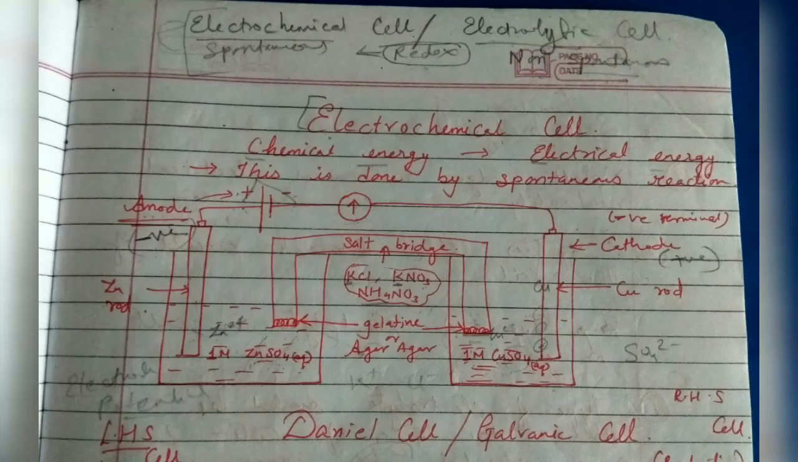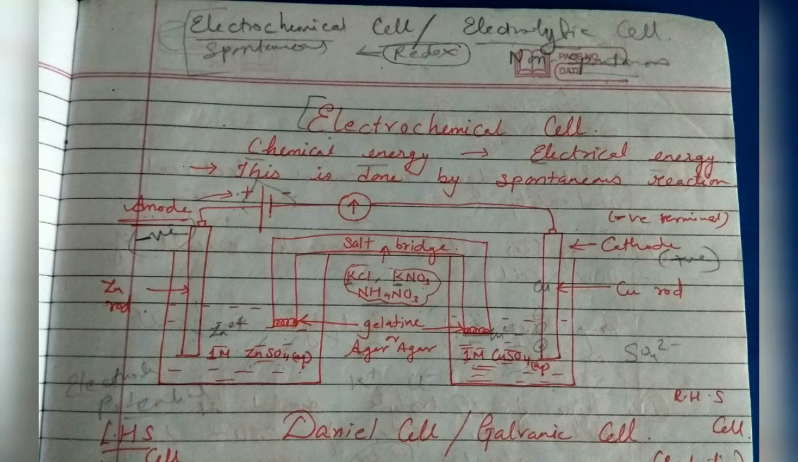When chemical energy is converted into electrical energy, we call it an electrochemical cell. Now, very important, this is done by a spontaneous reaction. Spontaneous reactions are the reactions which take place on their own, अपने आप होने वाले reaction.